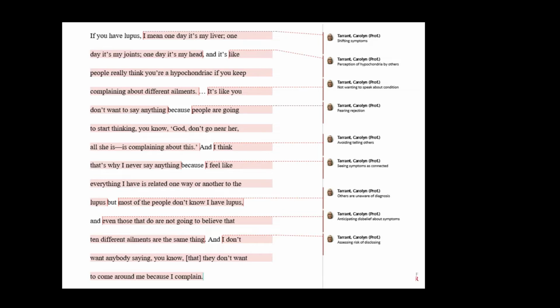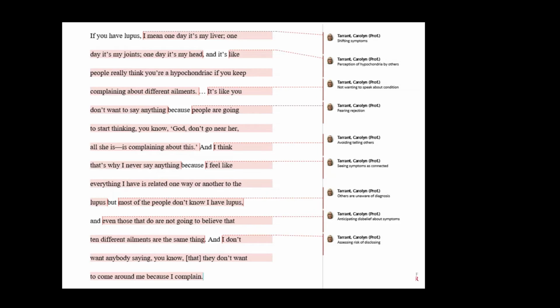This person then goes on to say, well, it's like people think you're a hypochondriac if you keep complaining about different ailments. So all I want to capture there is this perception that someone might be seen as a hypochondriac by others. They're then going to say it's like you don't want to say anything. So I've coded that as not wanting to speak about the condition, because people are going to start thinking, you know, don't go near her, all she is complaining about this. So I've coded that as fearing rejection.